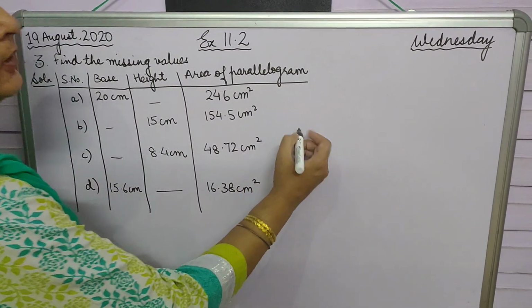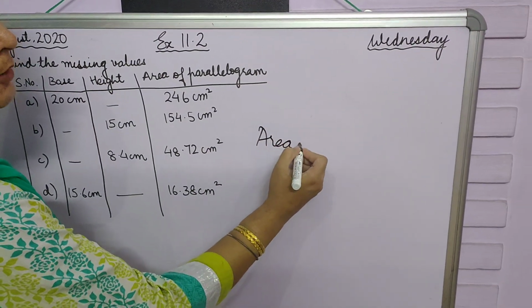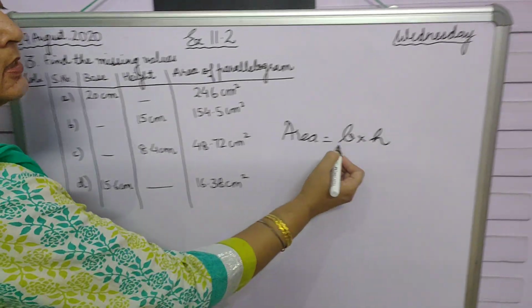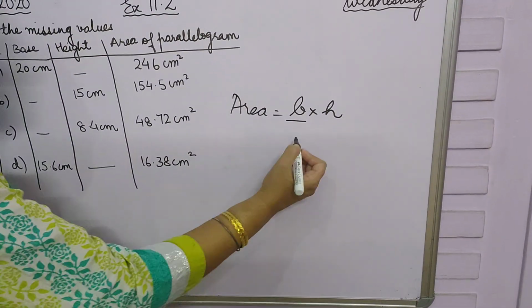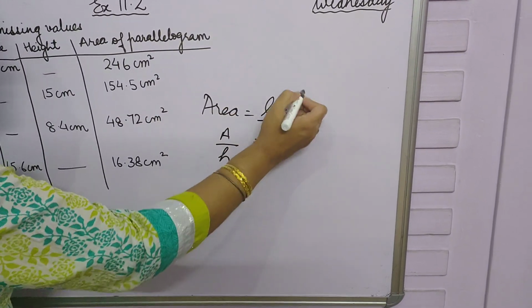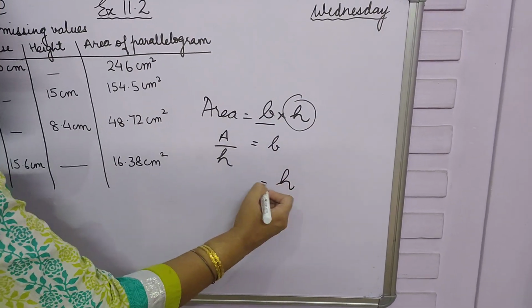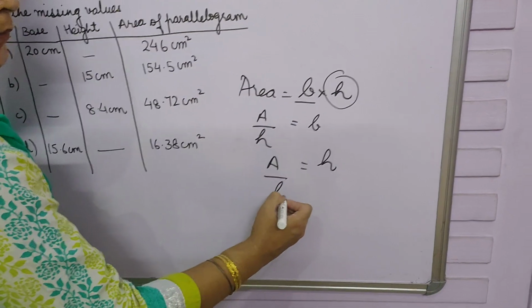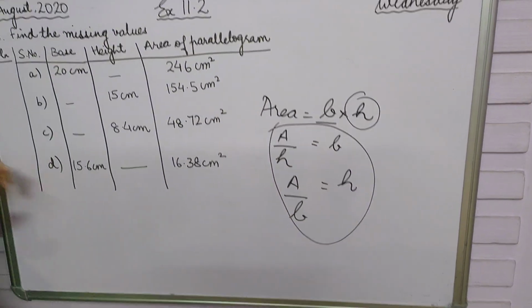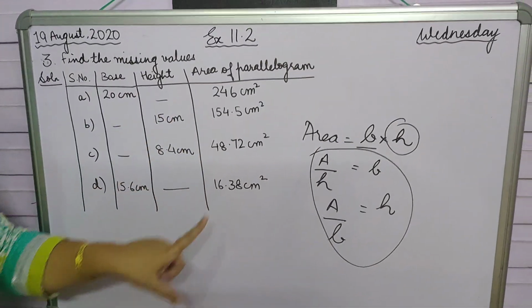For this, we have already studied the formula for area of parallelogram. It is base into height. So if we have to calculate base, then base is equal to area upon height. If we are to calculate height, then it is equal to area upon base. So these are the formulas which we are going to use to calculate the missing parts.